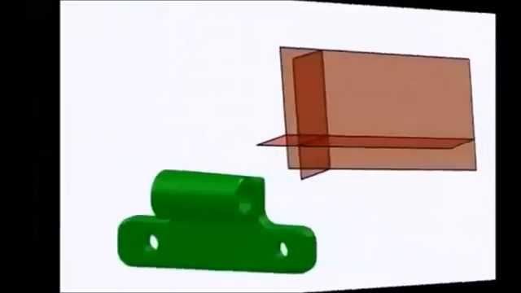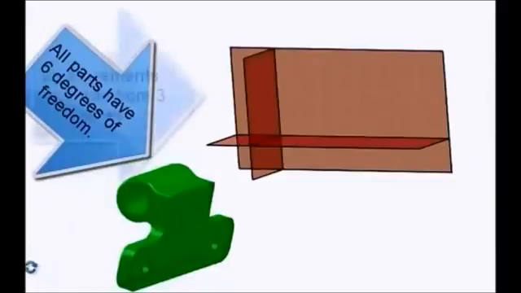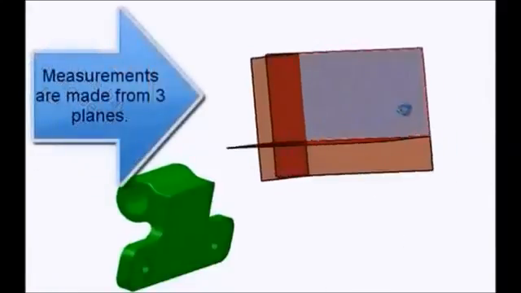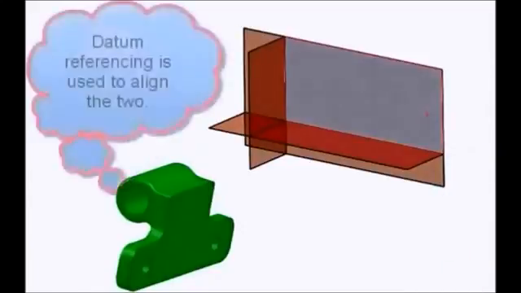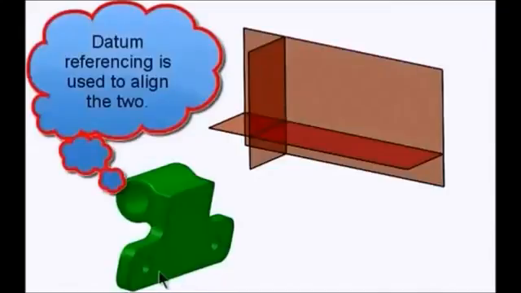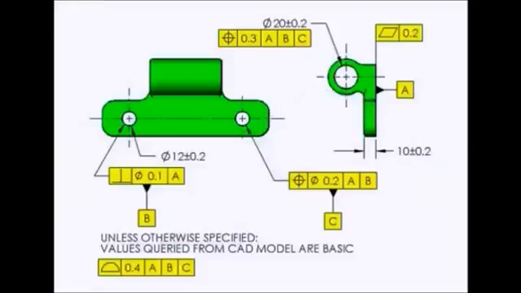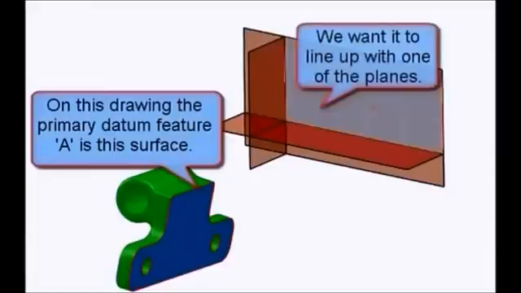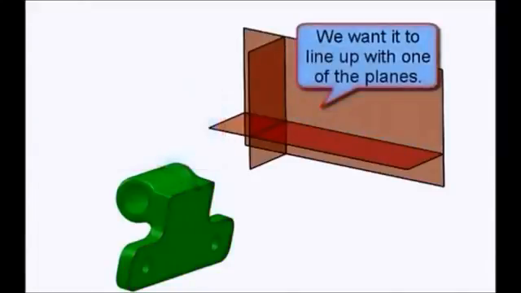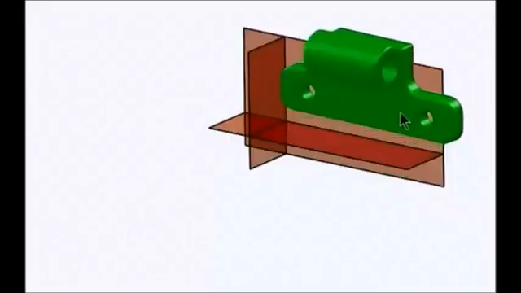All parts in space have 6 ways they can move around, known as the degrees of freedom. Our manufacturing, processing, and inspection equipment has planes, and when we use 3 of those planes that are mutually perpendicular to measure from, it's known as the datum reference frame. The idea is to select features on the part and align them to those planes. On this part, we've selected datum feature A as that surface. So we want to take that surface, especially if it's in an inspection setup, and align it to a measurement plane. When we do that, that will constrain or arrest 3 of the 6 degrees of freedom.